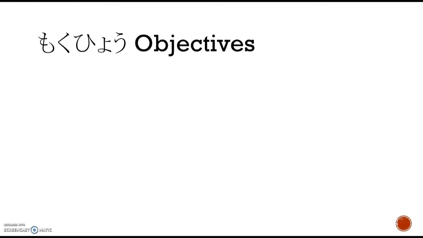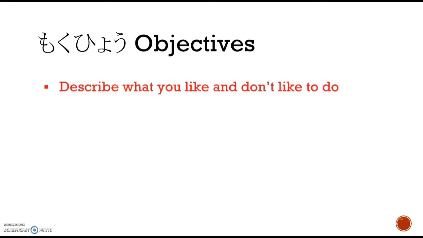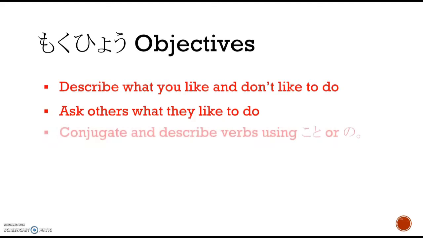By the end of this lesson, you'll be able to describe what you like and don't like to do, be able to ask others what they like to do, and conjugate and describe verbs using koto or no.